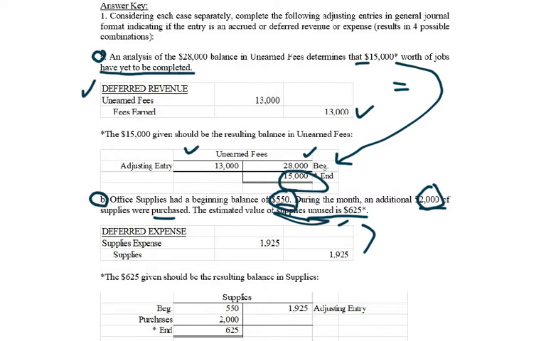So that should be your supplies expense debit and your supplies credit. So again, when you plug that supplies credit in here, that's the adjusting entry amount right there. You take that $1,925 out of there, it will result in an ending balance of $625. That's what we were looking for here. So everything is copacetic.